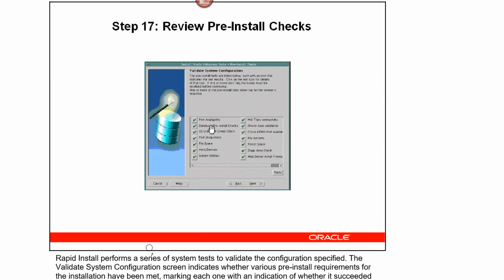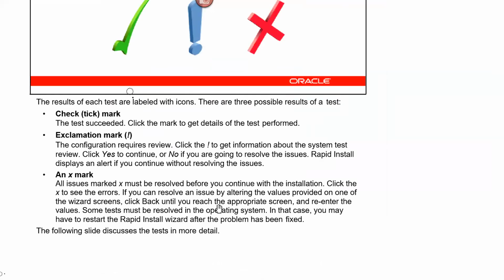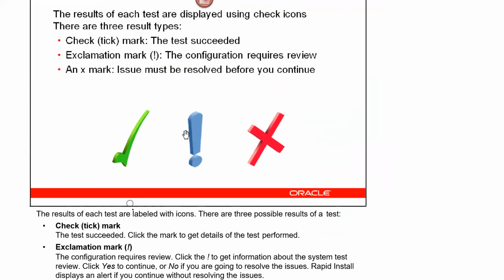If there is any issue, everything should be tick, tick, tick. Then only you do the installation. Once you start it, that's it. The installation will continue. But if there are any errors, you need to resolve them. Like, you get these three icons. If you get a green signal, everything is fine. But the exclamation means the configuration requires a review. X means you have to fix it. You cannot go ahead with the installation.